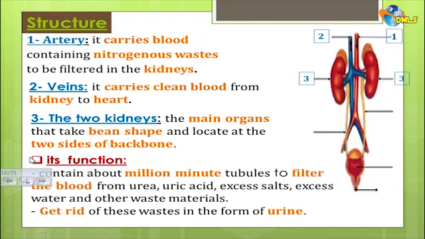What is the function of the kidney? It contains about a million unit tubules to filter the blood from urea, uric acid, excess salts, excess water, and other waste materials. They also get rid of these wastes in the form of urine.